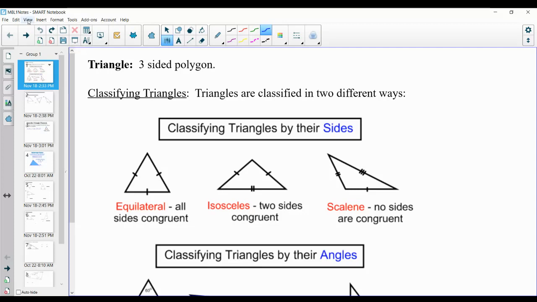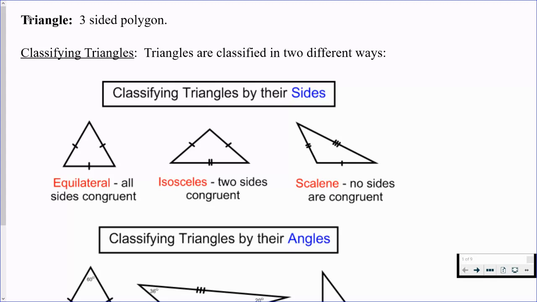Okay, guys, today we're going to be taking a look at triangles and some different properties. To begin with, let's talk about what a triangle is. Hopefully we know that, but a triangle is a three-sided polygon, so it has three sides.